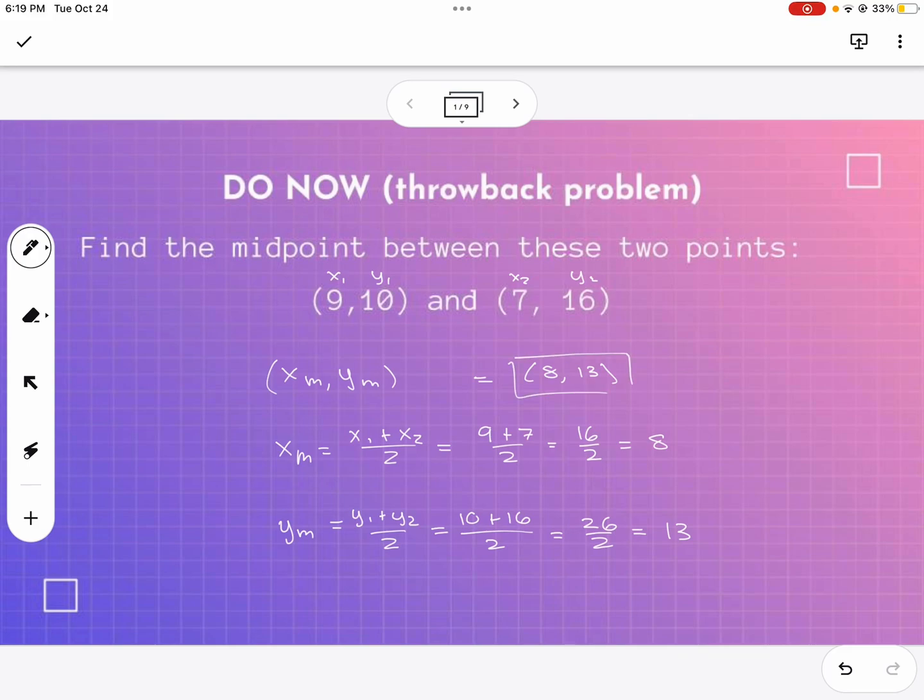I like to throw these do now problems in every now and then to keep you on your toes, to make sure that we are remembering stuff that we learned even a year or two ago or at the beginning of this class. So that's our little throwback to the midpoint.